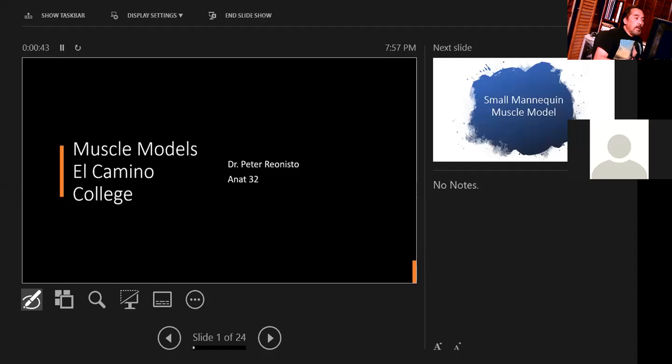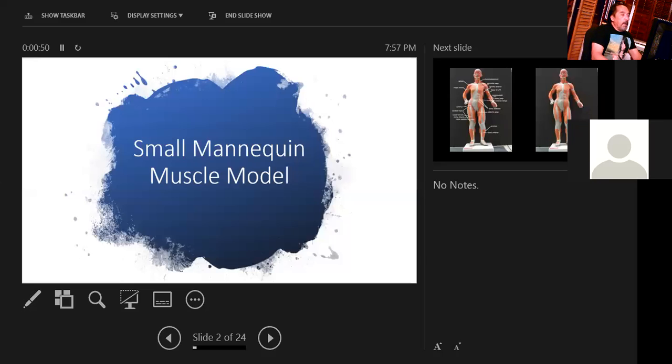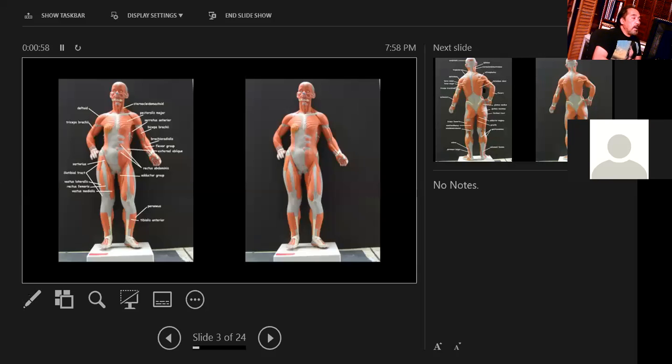All right, and I should be able to write here. Okay, so the first thing is let's look at this small mannequin muscle model. We're concentrating on the axial, not the appendicular. This is actually a little bit of a far view, but the main point is I can see some of the muscles that we went through.